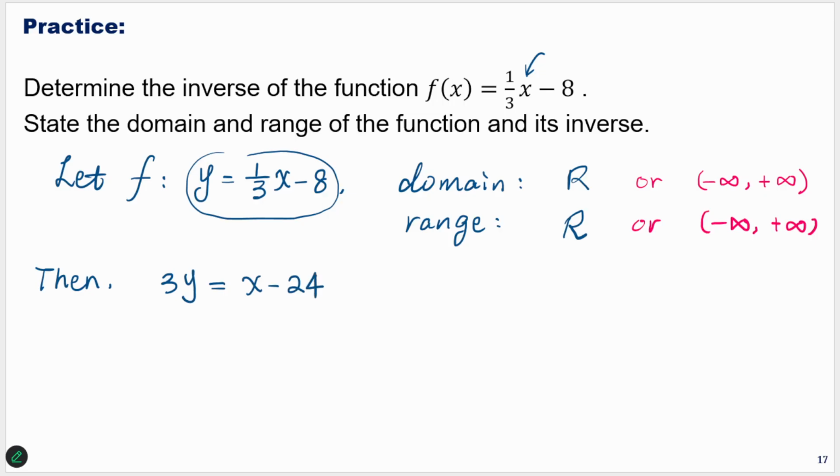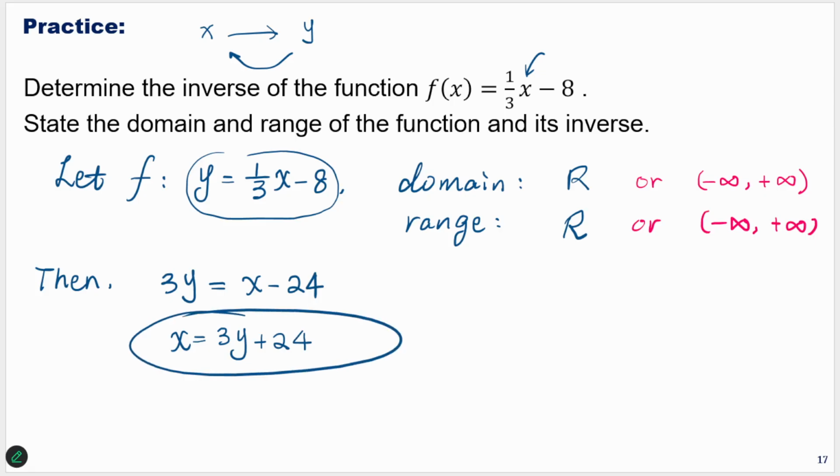So remember, in order to find the inverse notation, the original maps x to y. In order to find the inverse, you need to find x in terms of y, to solve x in terms of y, right? And next we have x equals 3y plus 24. Okay, so this is the expression of the inverse, right?